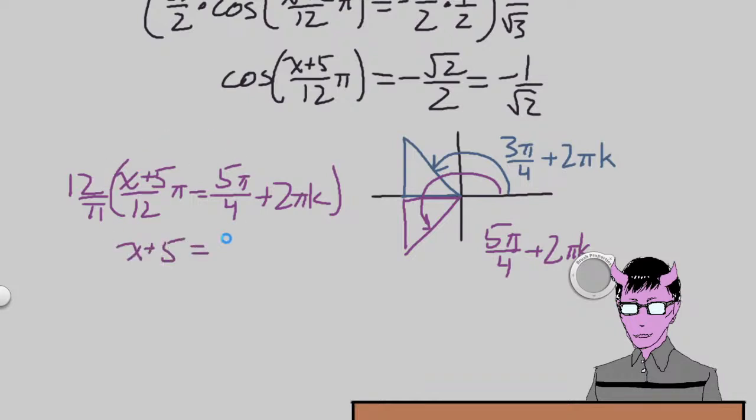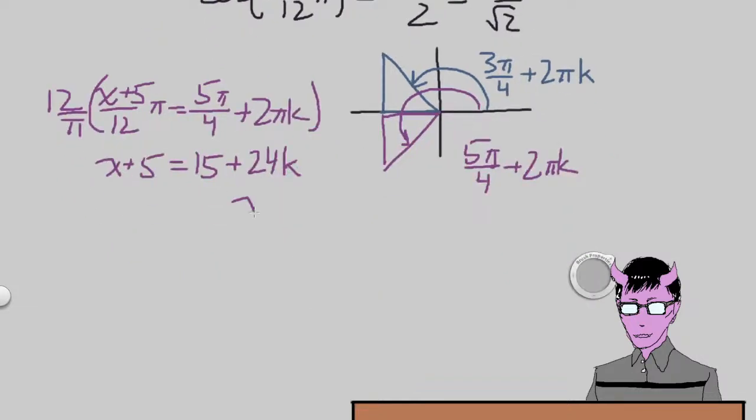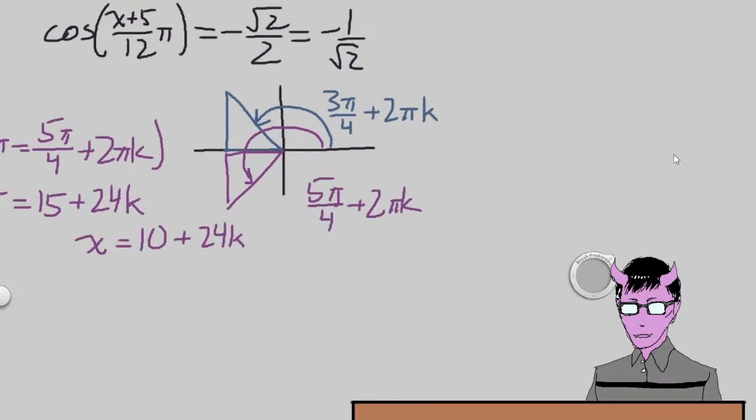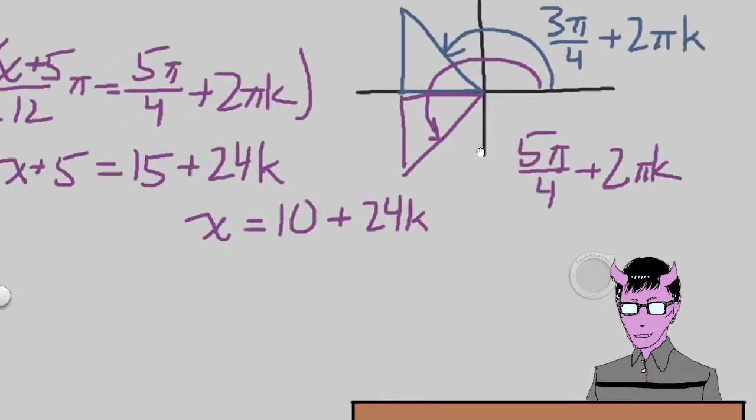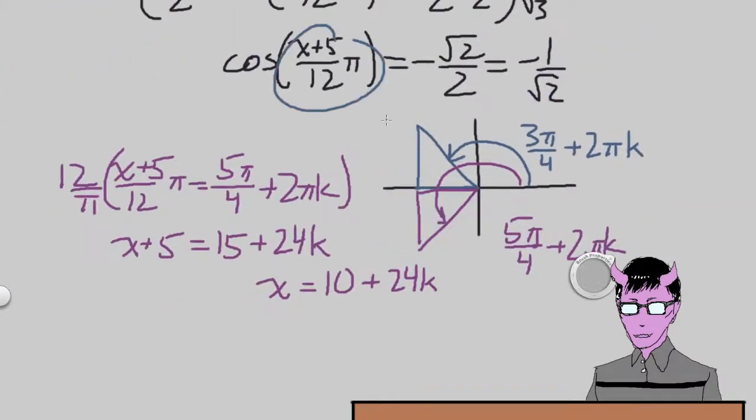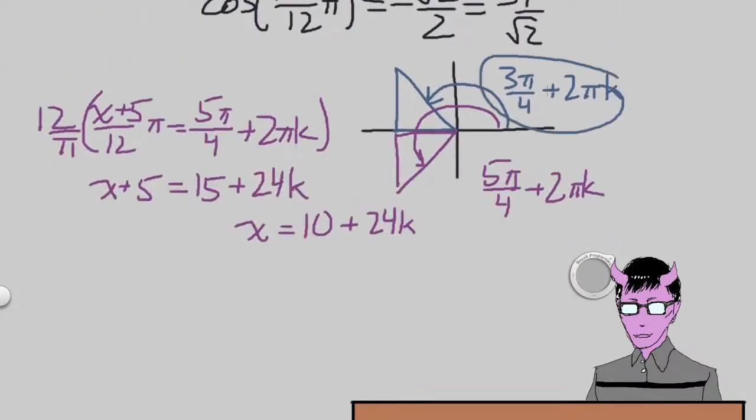And then further distribution, that leaves us with a 3. 3 times 5 is 15. Sometimes this one is a 24. Pi's cancel, just k. Minus 5 minus 5. Final answer for situation number 1: 10 plus 24k. And that looks good. Second scenario, force the inside to be equal to this.